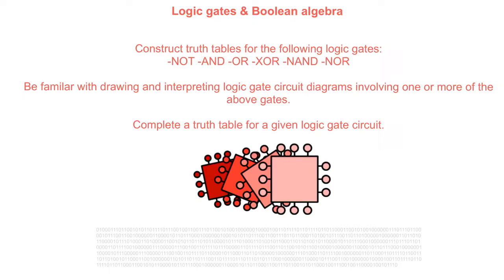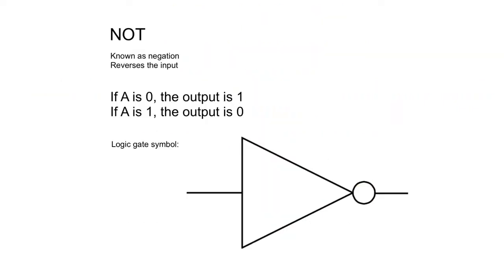In this video, we look at logic gate diagrams and truth tables. When we draw logic in diagrammatic form, each gate has its own symbol. Here we can see the symbol for NOT. Note the little circle at the end of the symbol. This will help you remember for other symbols.